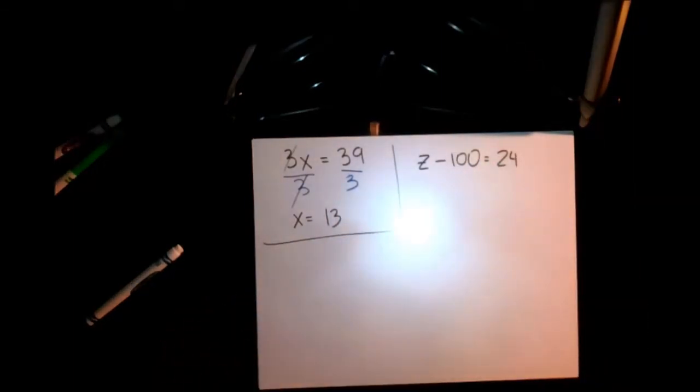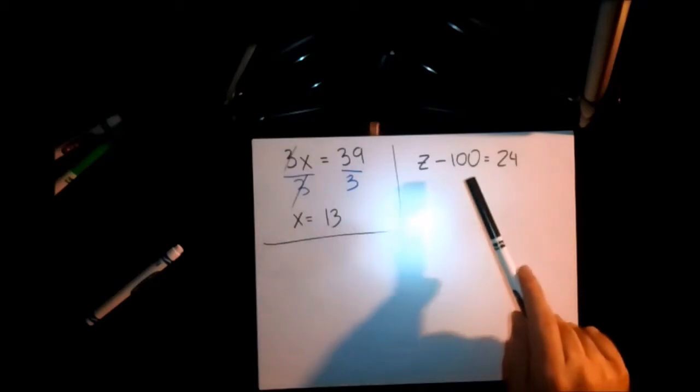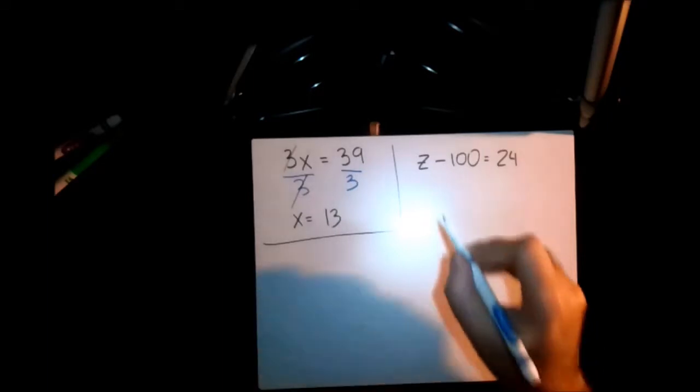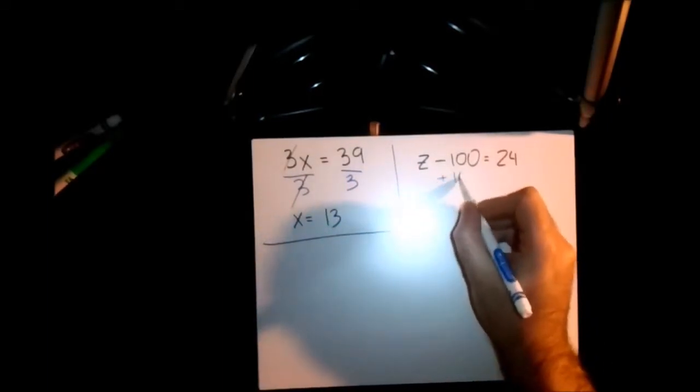All right, terrific. Same concept here. We have a single-step equation, and in this single-step equation we're isolating the variable z. To isolate the variable z, we need to get rid of everything that's on the same side of the equation. So what do we need to get rid of? The minus 100. What is the opposite of minus 100? Correct, I hope. Plus 100.